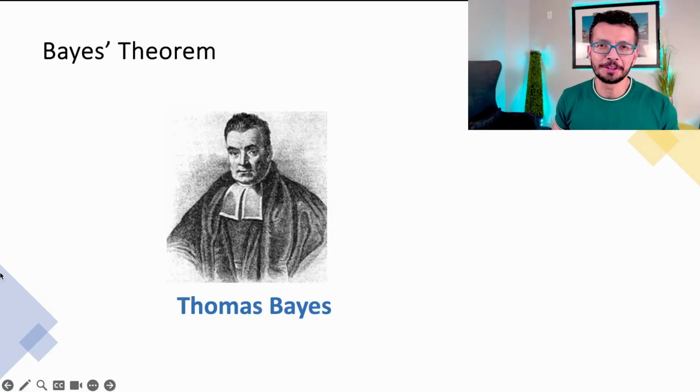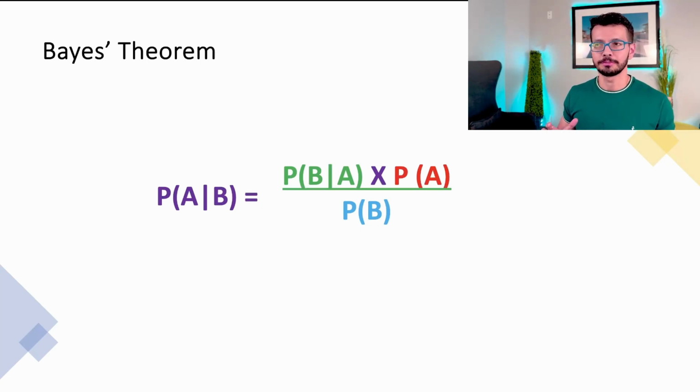Now, before we dive into the details of Bayes' theorem and the mathematical formula behind it, just a 5-second history lesson. The Bayes' theorem was originally developed by Thomas Bayes sometime in 1700. That's about it. That's all of the history lesson I have for you. So now let's take a look at the Bayes' theorem, the formula behind it.